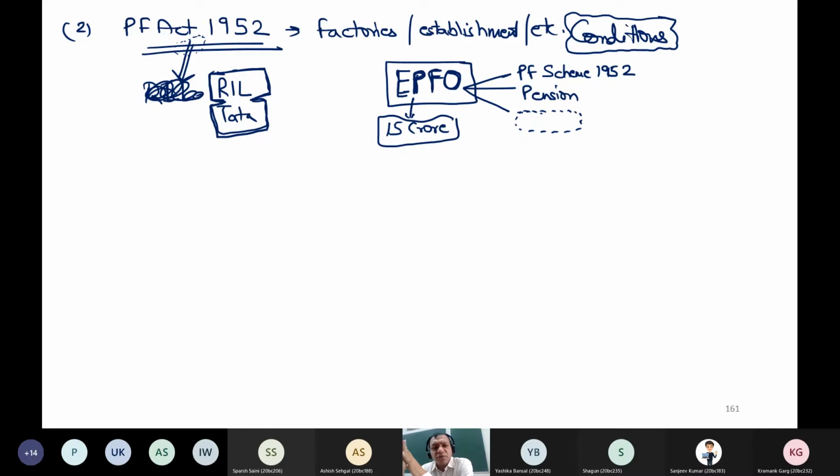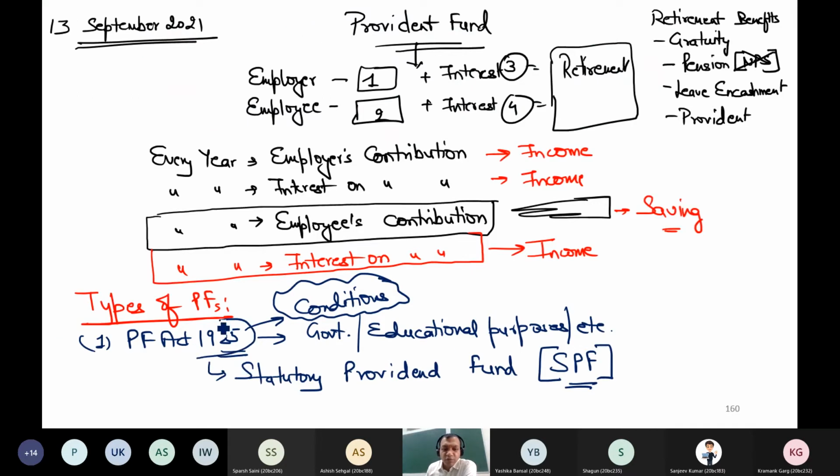These people are covered under this PF scheme 1952, and this scheme is managed by the Employees Provident Fund Organization. Most of the government employees are covered under PF Act 1925, SPF. So we have some schemes, GPF, Government Provident Fund Scheme, and CPF, Contributory Provident Fund Scheme.